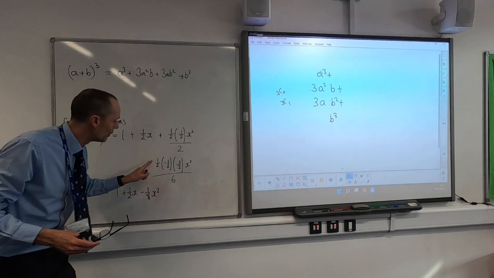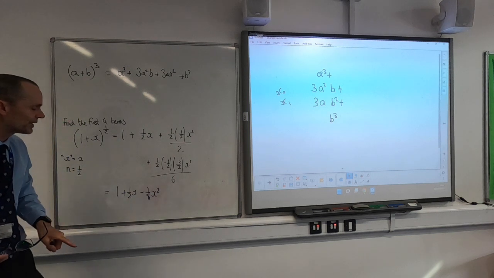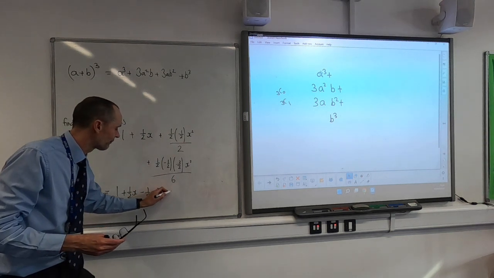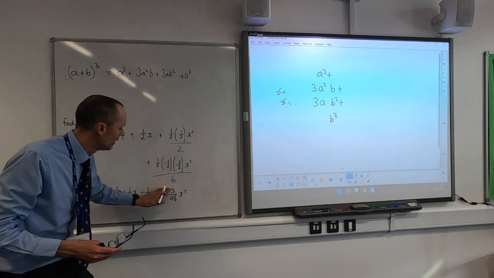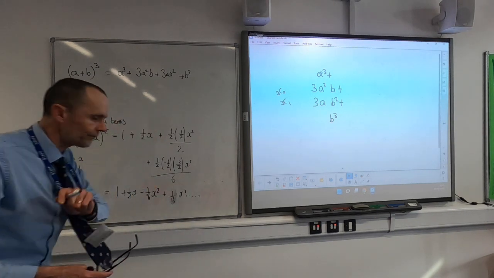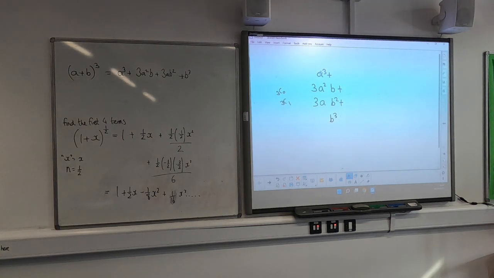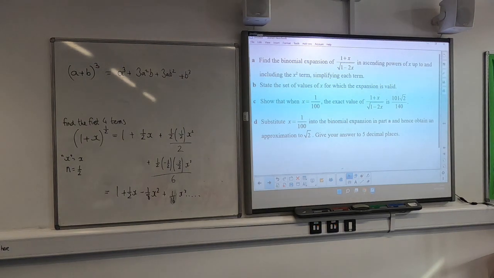And then here I've got, it's all positive, thank goodness. I've got 3/8 divided by 6, so that is 3 over 48, which of course is 1 over 16. But that's not the end of it, is it? That's just where I've chosen to stop. I was told to find the first 4 terms. That's that. So this was the question I emailed you.